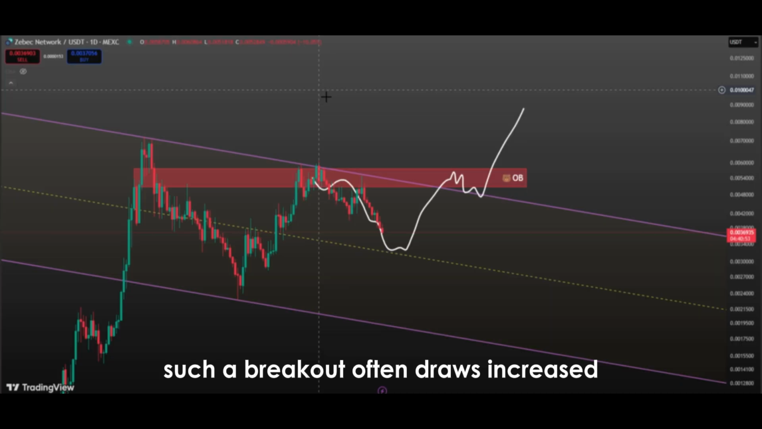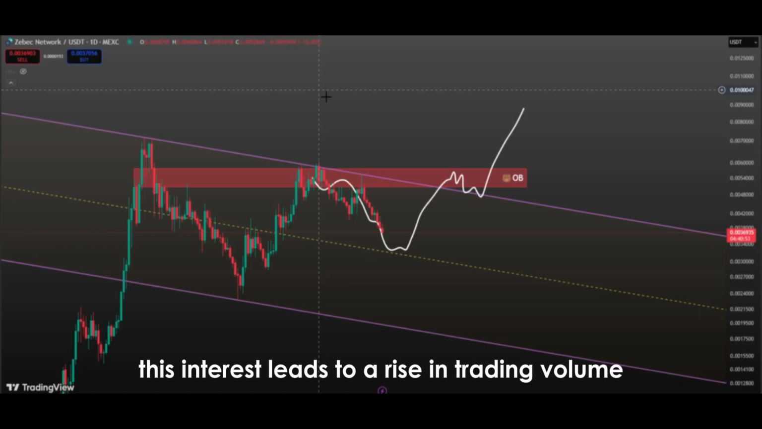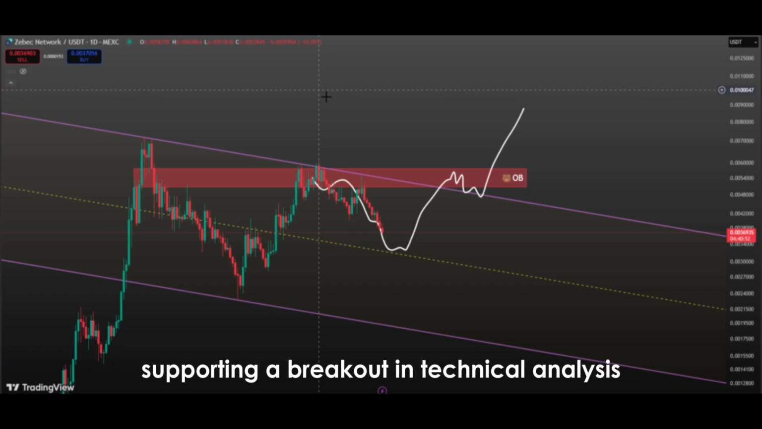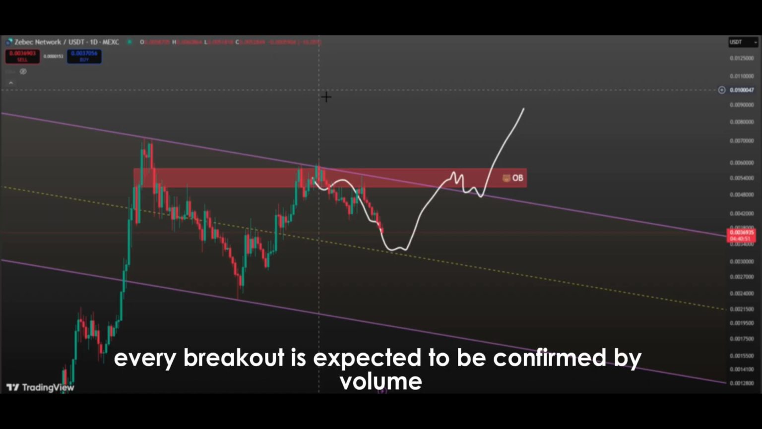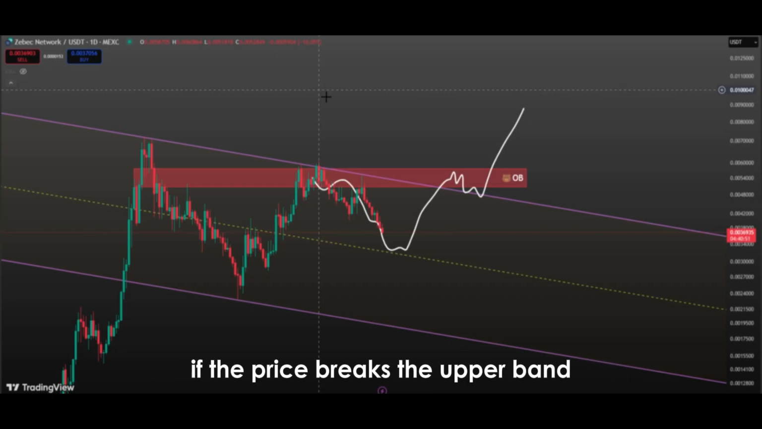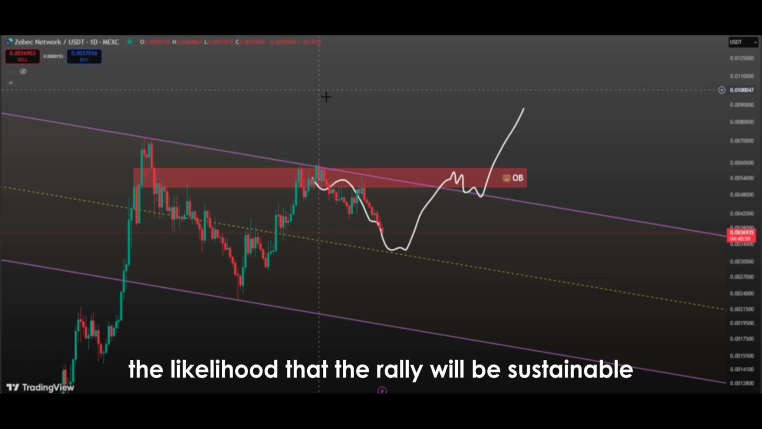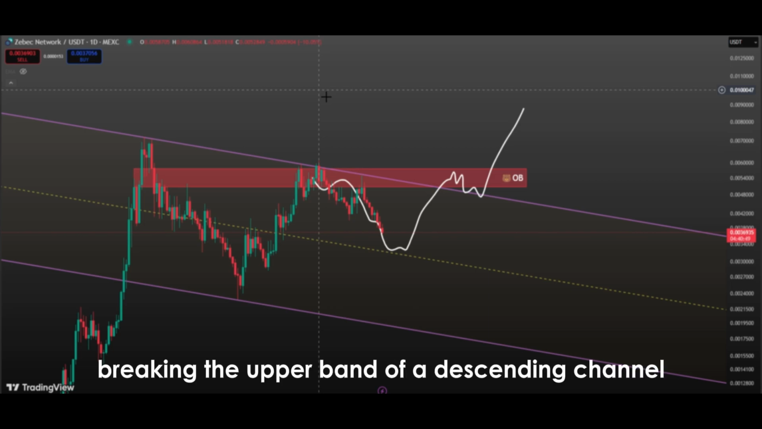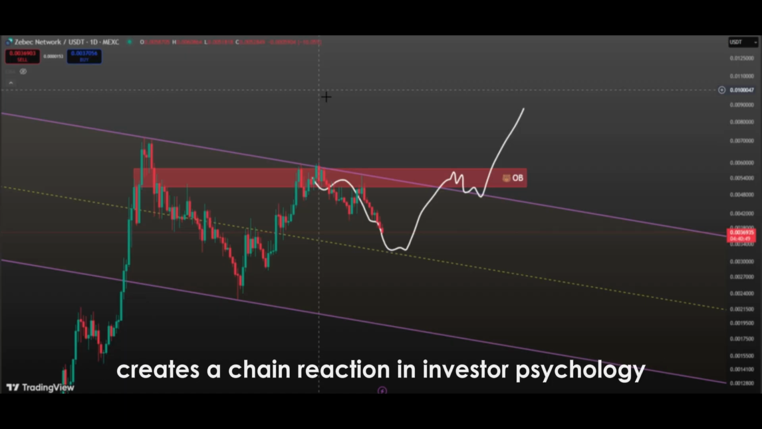Such a breakout often draws increased attention from investors. This interest leads to a rise in trading volume, which is one of the most important factors supporting a breakout. In technical analysis, every breakout is expected to be confirmed by volume. If the price breaks the upper band while volume is also rising, the likelihood that the rally will be sustainable becomes even stronger. In addition, breaking the upper band of a descending channel creates a chain reaction in investor psychology.